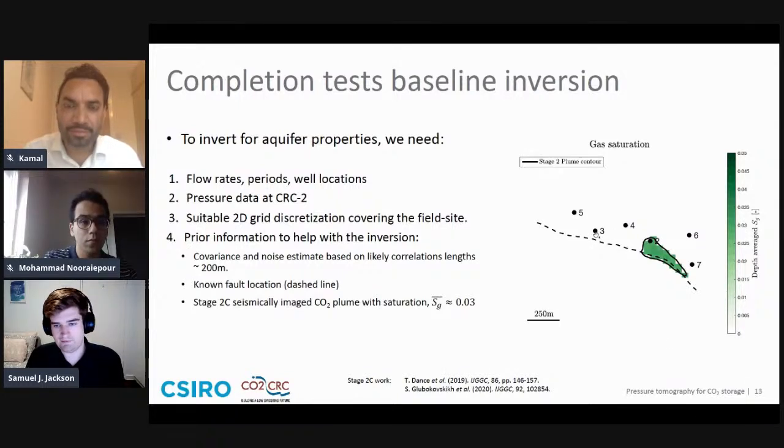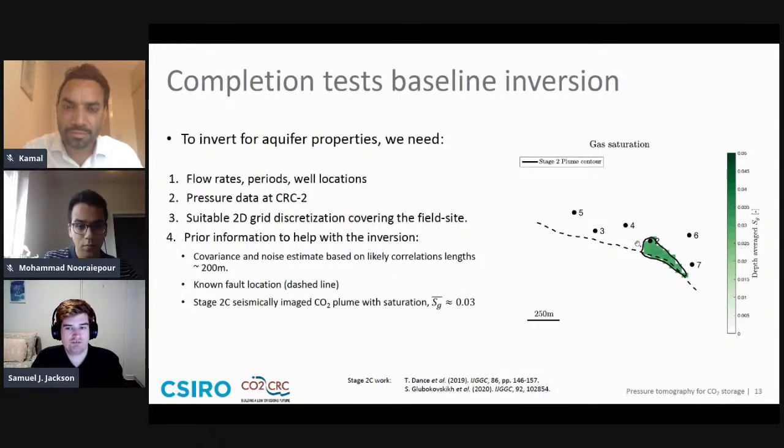And what we have is the well locations, so wells 3, 4, 5, 6, and 7. We also have well 2, and we have the CO2 plume around well 2 from the stage 2C operations. Now this is the plume contour and the depth average saturation from a seismic image that was taken during the stage 2 operations. This dashed line is the fault in the domain, which has been interpreted from this test period and previous geological characterizations.